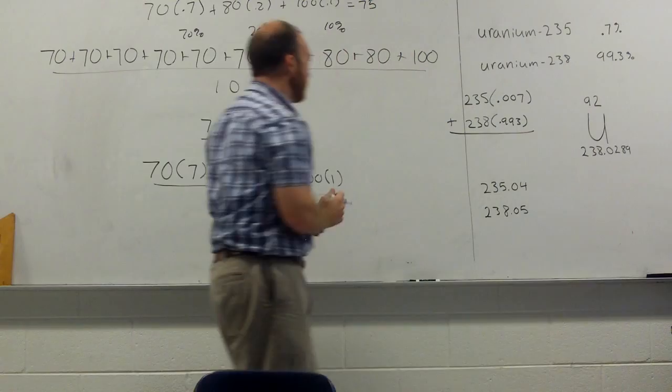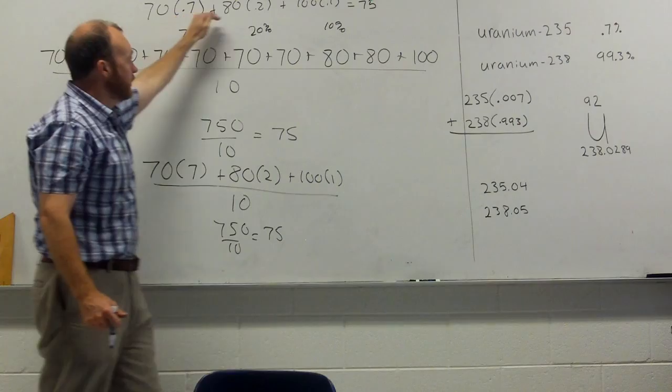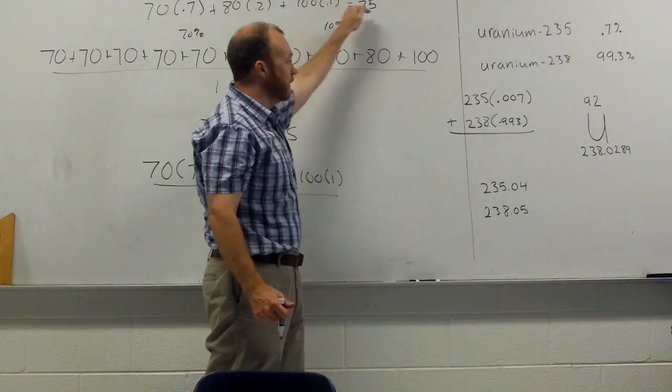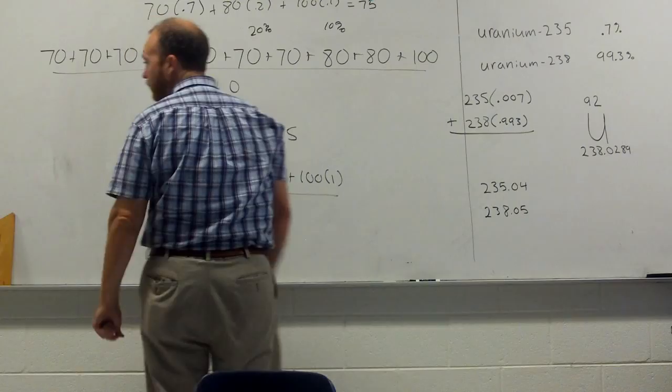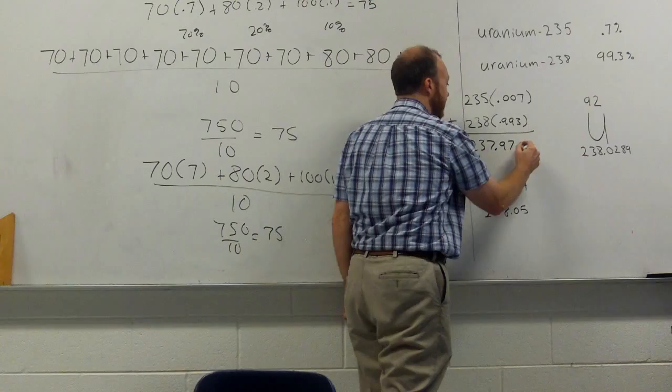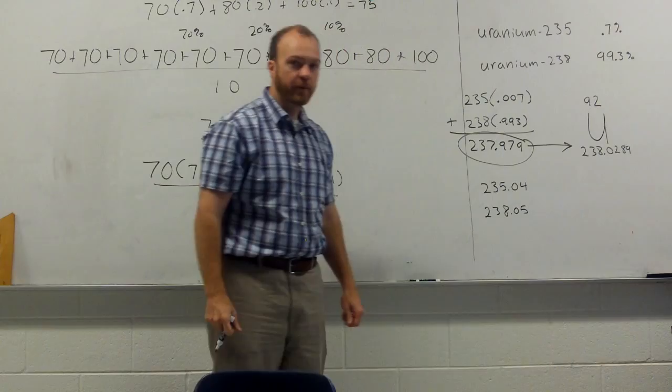So remember, to find a weighted average, all we have to do is take our score and multiply it by the percent abundance, take our score, multiply it by the percent abundance, and add them all up. So we're taking our mass, multiplying it by its percent abundance, taking our mass, multiplying by its percent abundance, and we're going to add those up. And when we do that, we get 237.979. Now I want you to notice this does not match what's on our periodic table.